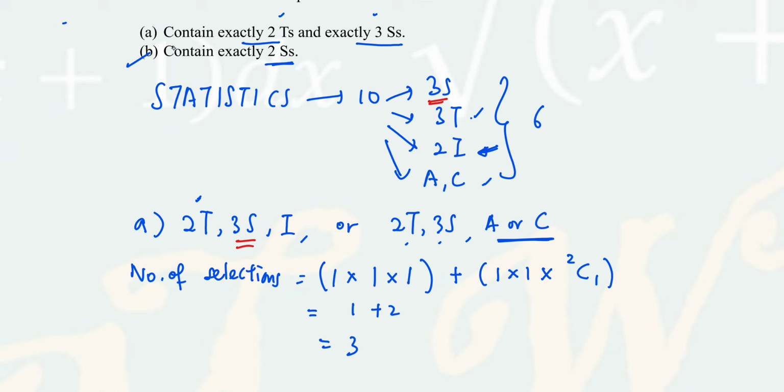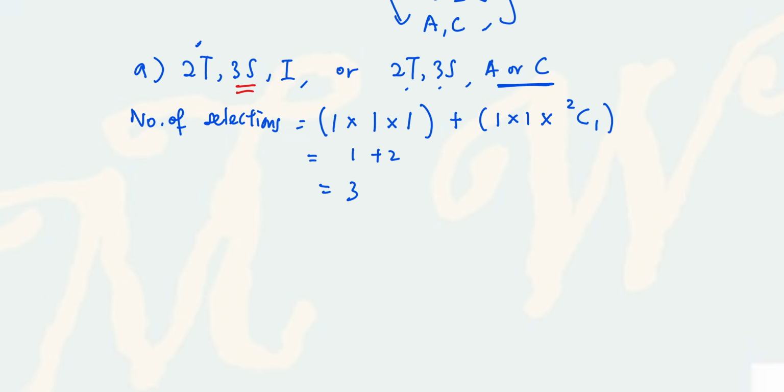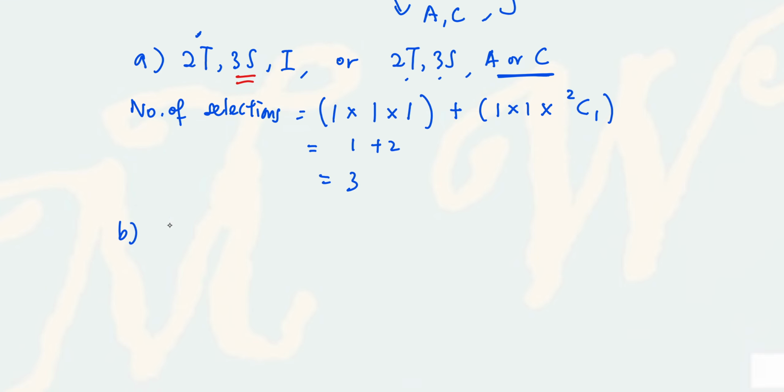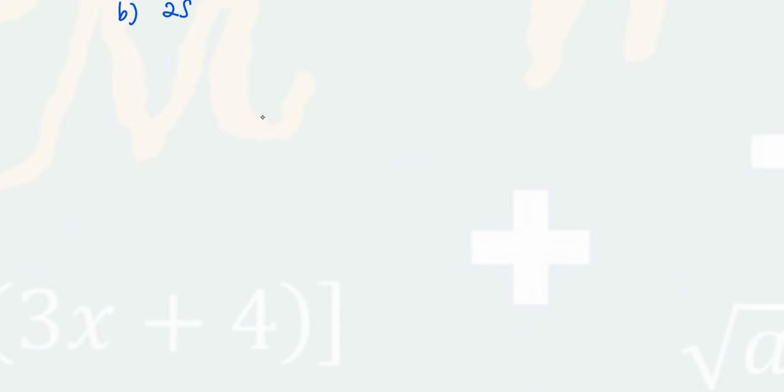Now for part B, contain exactly 2 S's. So now if it contains exactly 2 S's, which means now here I will draw a table, instead of writing down or listing down all the outcomes. So now my table must have S, T, I, and A/C. So I will have to draw 4 columns.